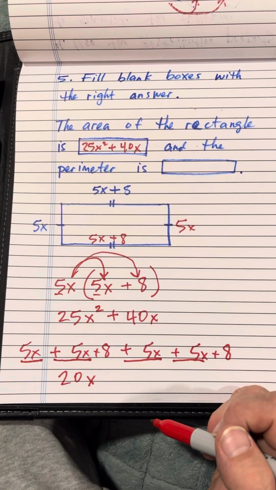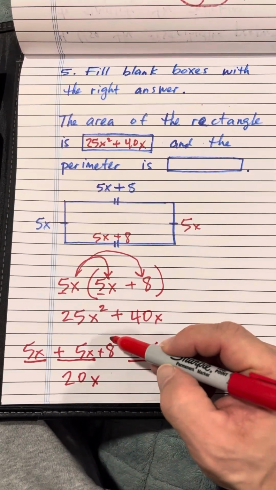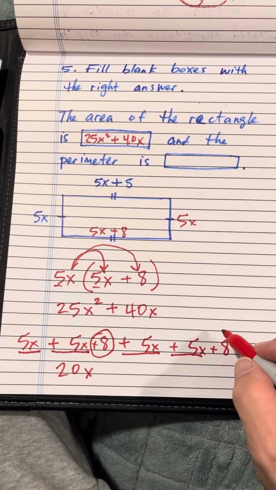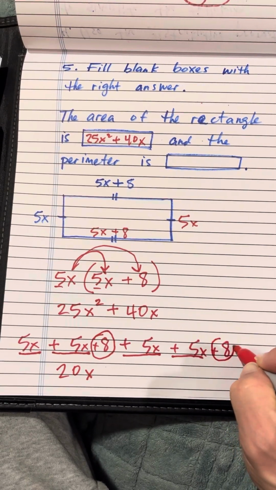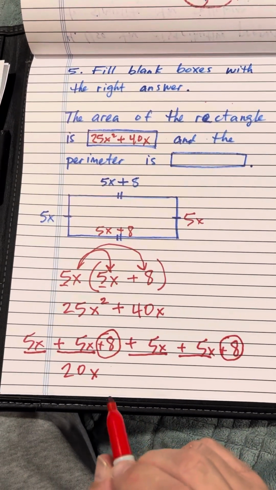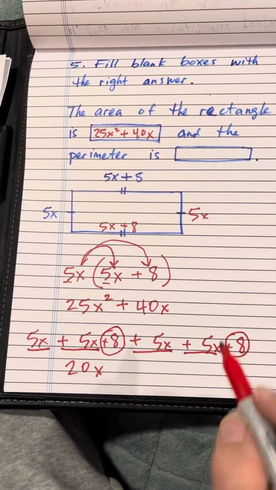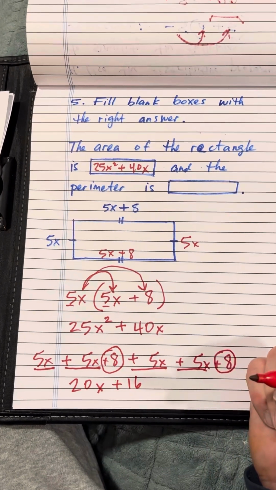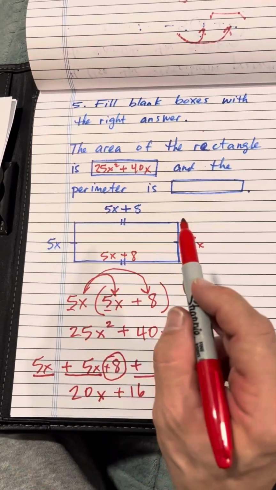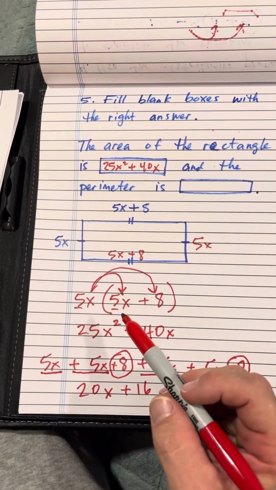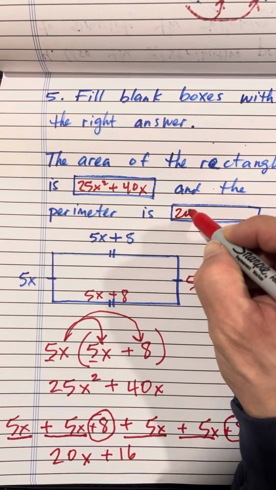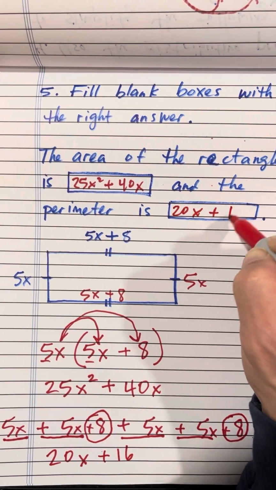Okay, so we got 20x, and then let's look at all of our terms that do not have a variable, or we could say all of our constants, and we just have 2, right? We have an 8 and an 8, and that's going to give us positive 16. So my perimeter, when I add all of these sides together, I end up with 20x plus 16. So let's just write that right here, 20x plus 16.